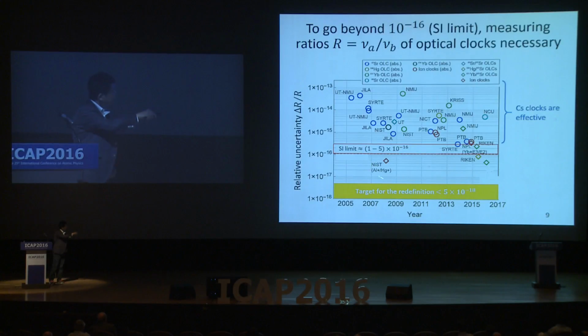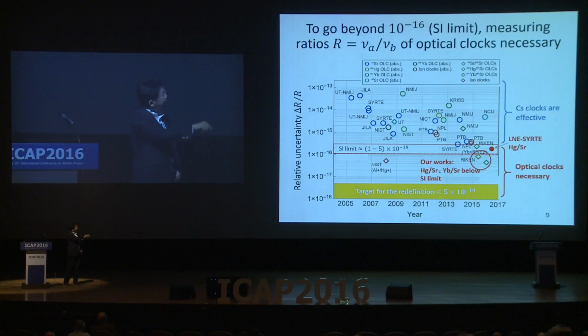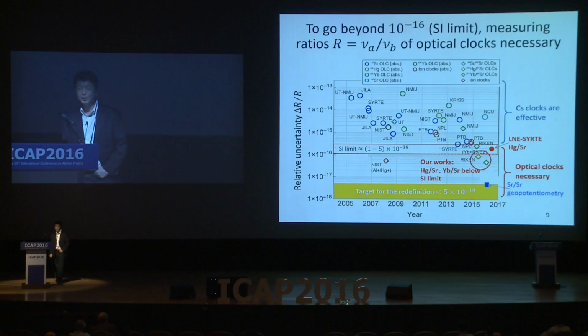So the first measurement was done by Wineland's group at NIST, and we are doing these: mercury-strontium ratio, ytterbium-strontium ratio at the level of 10 to the minus 17. And at the end of my talk, I will discuss the strontium-strontium ratio for the application of geopotentiometry.